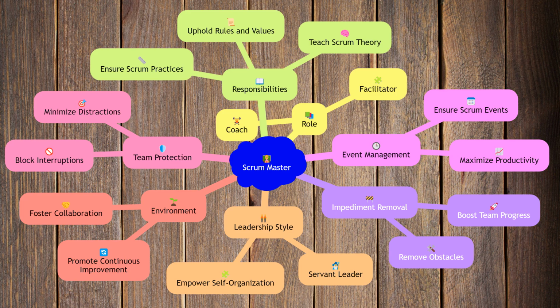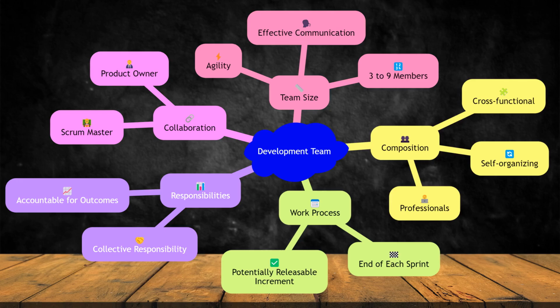By fostering an environment of collaboration and continuous improvement, the Scrum Master plays a pivotal role in the success of the Scrum framework. They are not a traditional manager, but a servant leader who empowers the team to self-organize and perform at their best. The development team consists of professionals who work on delivering a potentially releasable increment of done product at the end of each sprint.